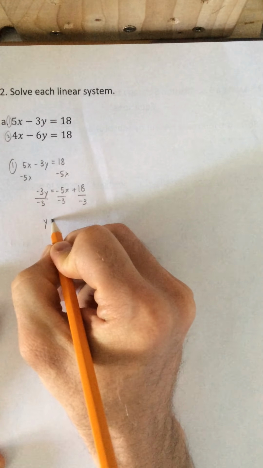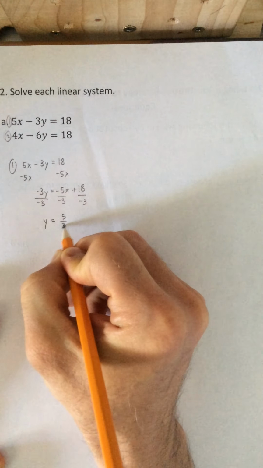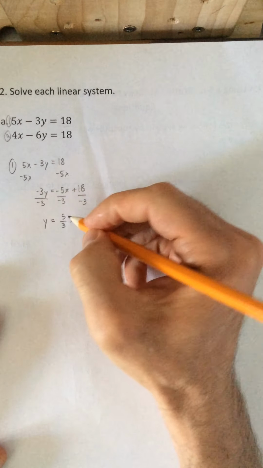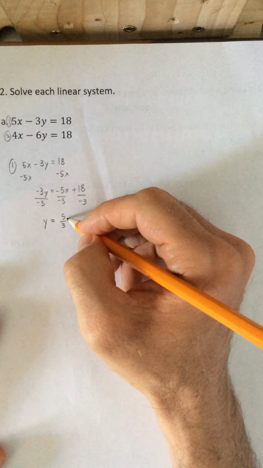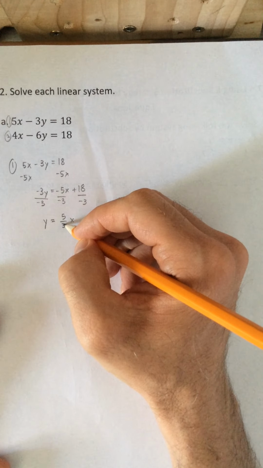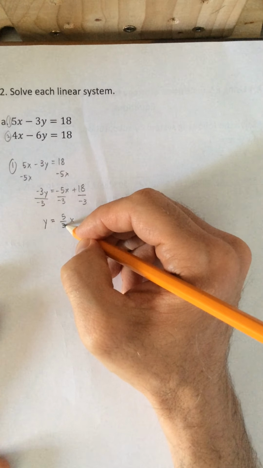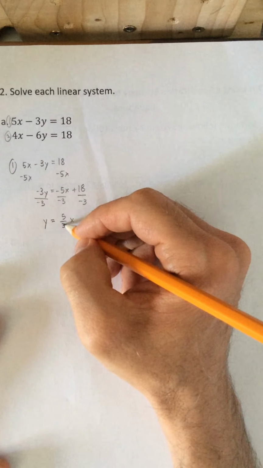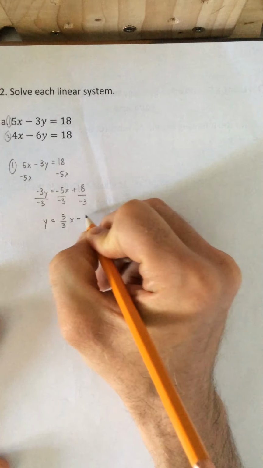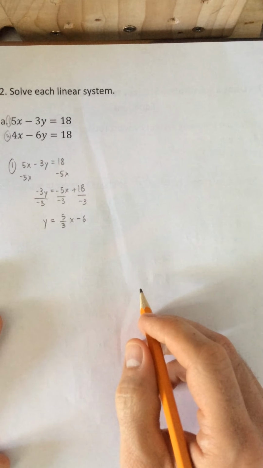So for my rearranged equation, y equals 5/3 x. And I'm not going to write this as a decimal number. I'm going to leave it as a fraction. So if you divided this, you would get a repeating decimal. And often people round these repeating decimals, which isn't going to give us the exact same answer in the end. So I'd recommend leaving that alone. And then 18 divided by negative 3 is going to be negative 6. So my rearranged equation looks like this.